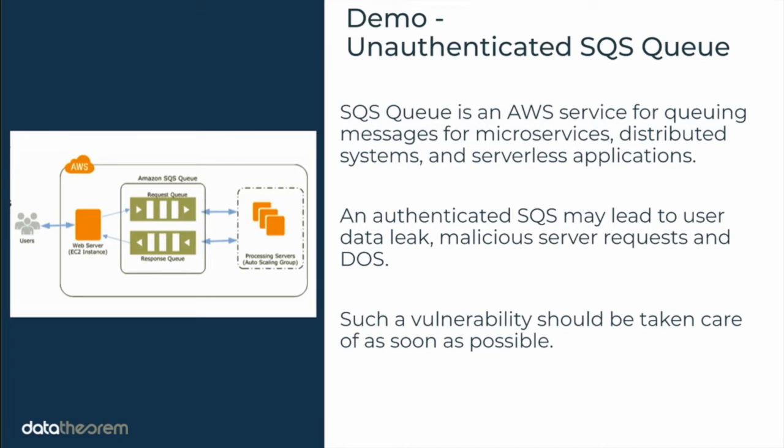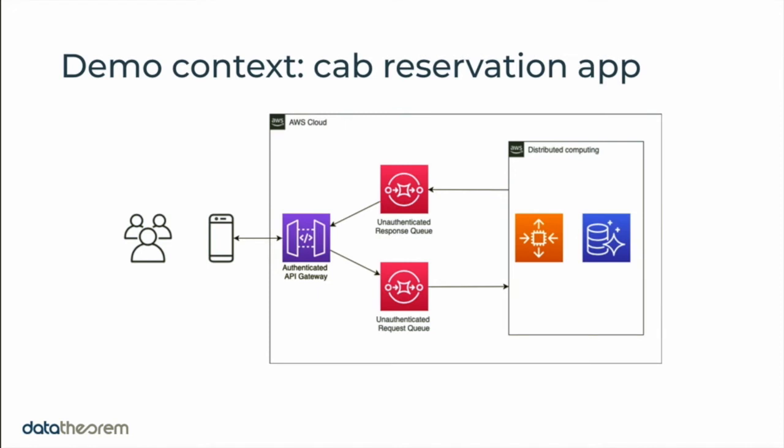So let's imagine we have a cab reservation app. When the user opens the app, it sends geolocation data to the server, so it can show the drivers that are around, and also fix the price for a journey. So the application will connect to an API gateway, which is authenticated.